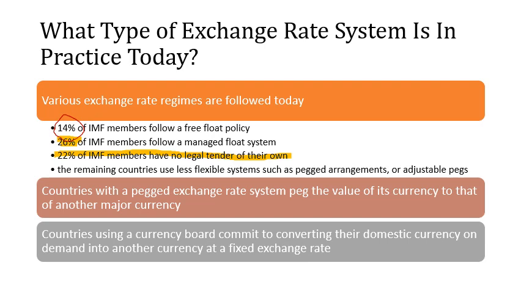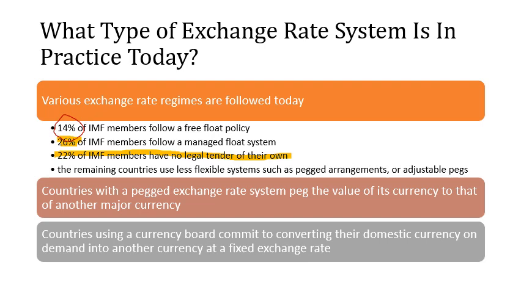Therefore, usually this regime is adopted by the governments that are considered as non-reliable, substituting their currency in favor of a currency of another country considered to be stable and with an effective monetary policy. This we have witnessed in some of the African countries as well as in the case of Afghanistan, while the remaining countries use less flexible systems such as peg agreement or adjustable pegs.